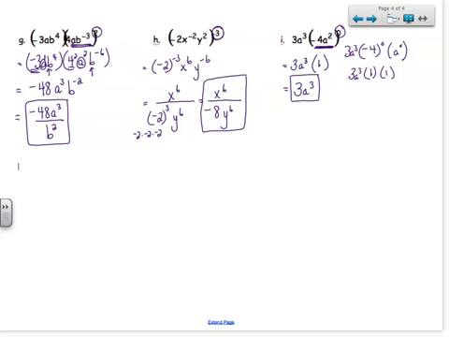Hopefully this brought back some memories of the exponent rules and combining algebraic expressions, and you'll feel confident when you're working on them in class tomorrow.